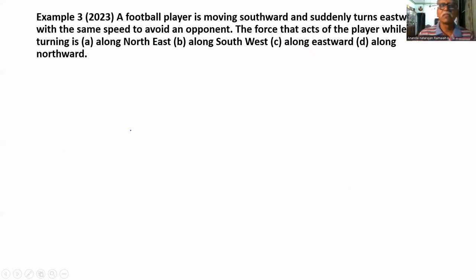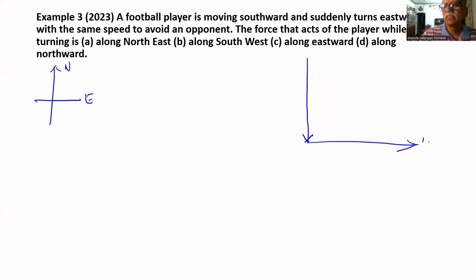A football player is moving southward. We know that this is north, this is east. So he is moving southward. Suddenly he turns eastward. He moves southward, and to avoid a collision with an opponent, he should not hit him. This is an offense in football. That's why he has to turn east.